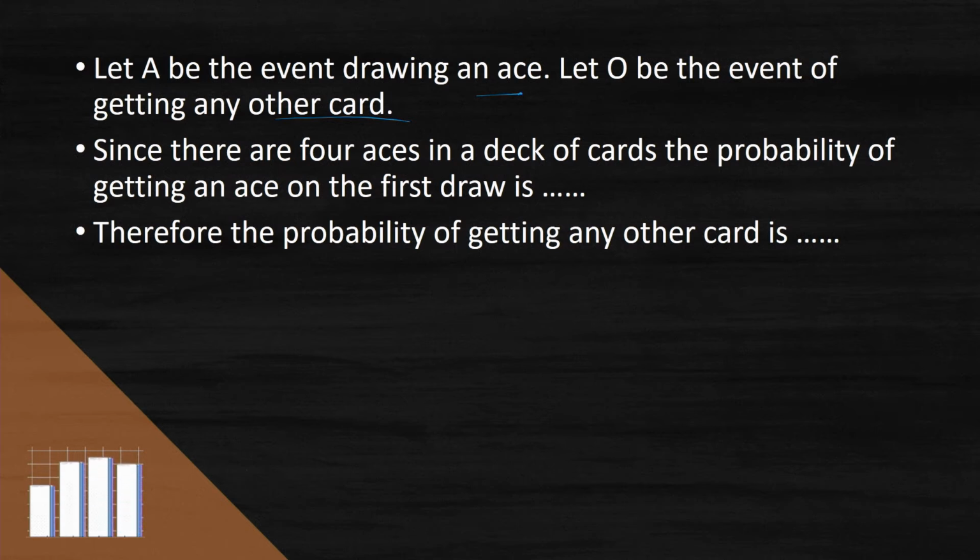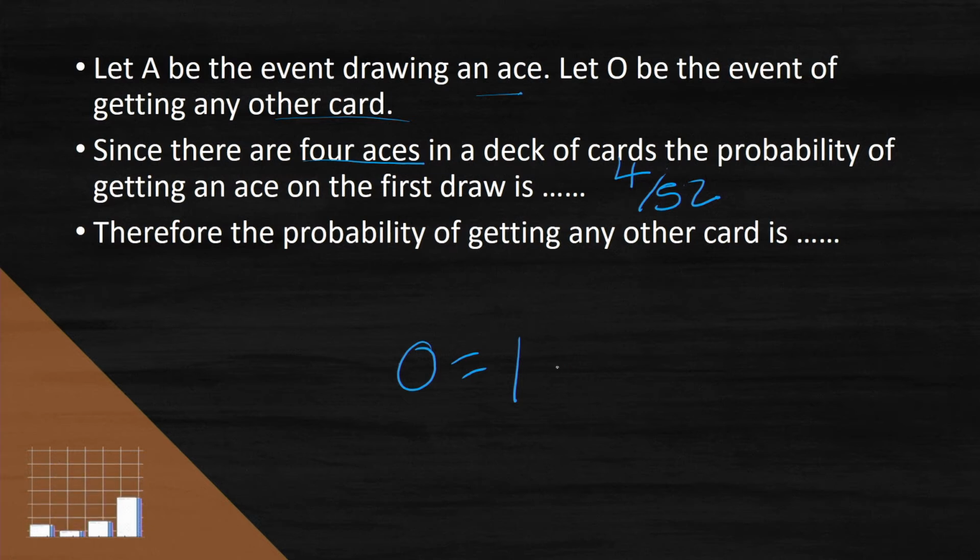Now, since we know that there are 4 aces in a deck of cards, the probability of getting an ace on the first draw will be 4 out of 52. There are 4 aces, and the total sample space is 52. You can simplify that if you want, or you can leave it as 4 over 52. So therefore, the probability of getting any other card, O, will be equal to, because it's the complement of getting an ace, 1 minus 4 over 52, and that will be 48 over 52.